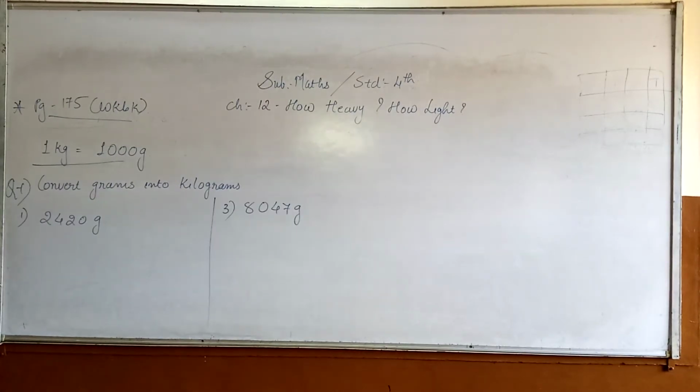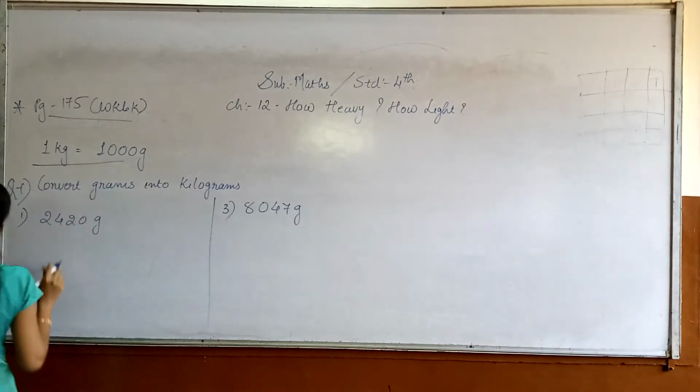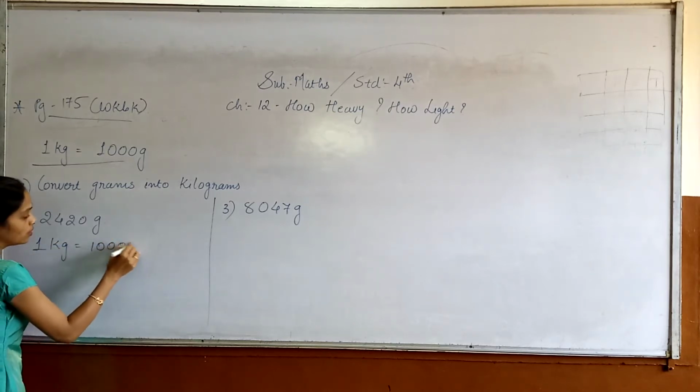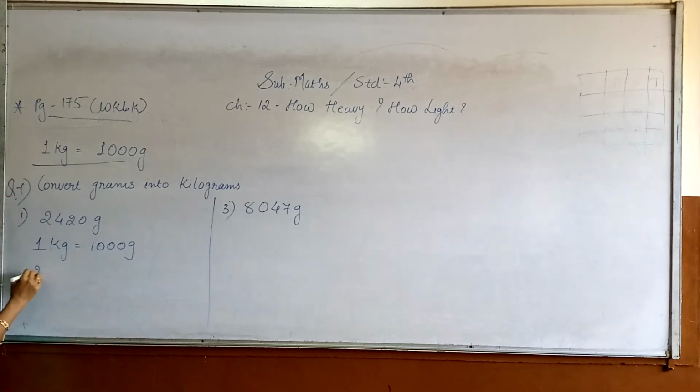Now see, question number 1 is given. Convert grams into kilograms. So here it is given in grams. That we have to convert into kilograms. Grams को हम किलोग्राम में कन्वर्ट करेंगे. So first we will write here 1 kg equal to 1000 grams. So here it is given 2420 grams. That we have to convert into kilogram.